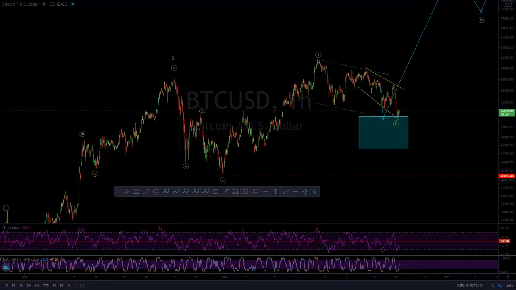I don't know if you want me to put those labels, but I'm looking at this here as an A. This whole thing here is a wave B. This is an A here. And I'm looking at this here, 1, 2, 3, 4, 5. This is an expanding ending diagonal, and then we'll be expecting this move to the upside.